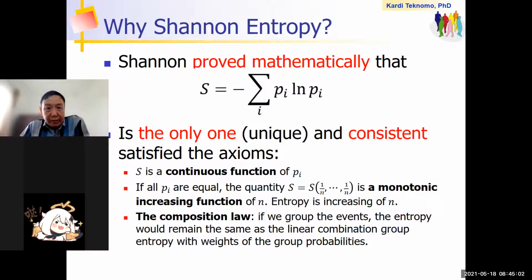So why we use Shannon entropy later on: basically, Shannon entropy is the most general entropy. It is the only one that is unique and consistent with the three axioms below. First, S, the entropy, is a continuous function of Pi, the probability. Second, if all probabilities Pi are equal, then S is a monotonically increasing function of N, so entropy increases with the number of states. And most importantly, there is the composition law. If we group certain events, the entropy will remain the same as a linear combination of the group entropies weighted by the group probabilities.